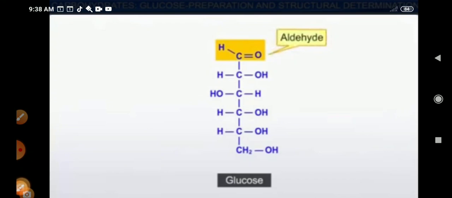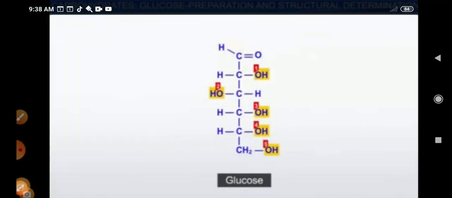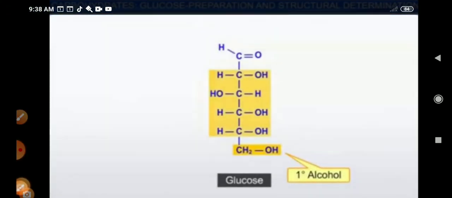So all these evidences show the presence of one aldehyde group and the presence of 5 OH groups. From this, one OH group is a 1 degree alcohol, and the other four OH groups are 2 degree alcohols. That is, 4 OH are 2 degree alcohols, and one alcoholic group is the primary alcoholic group, that is called 1 degree.